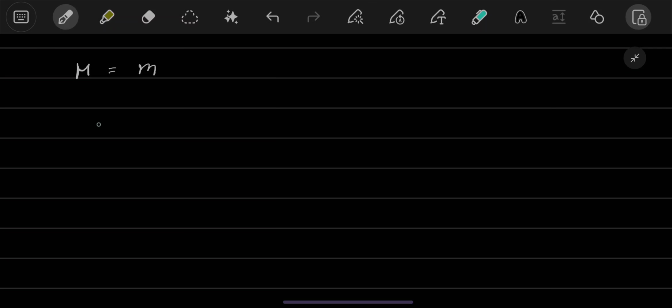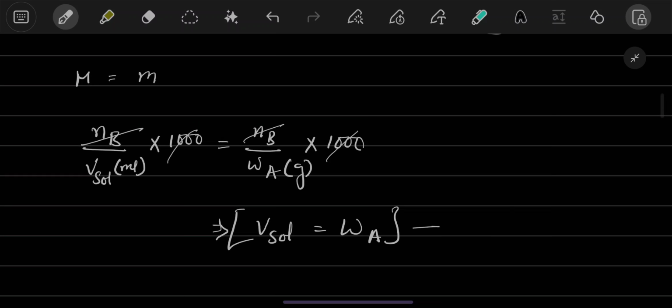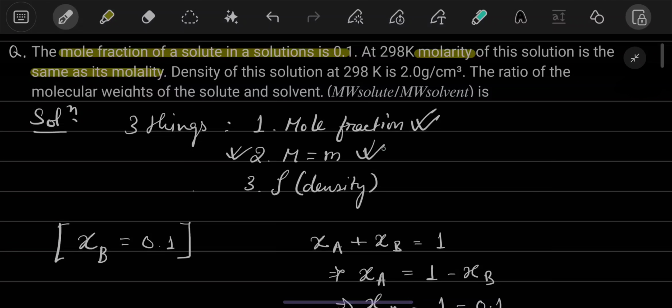We all know that molarity is equal to number of moles of solute by volume of solution. And if the solution is in ml, we need to multiply by 1000. And we know that molality is number of moles by weight of solvent. And if this is in gram, we multiply with 1000 as well. From this equation, 1000 and 1000 get cancelled, number of moles of solute get cancelled. From here, we get volume of solution is equal to weight of solvent. This is the second equation. So our second task is done.